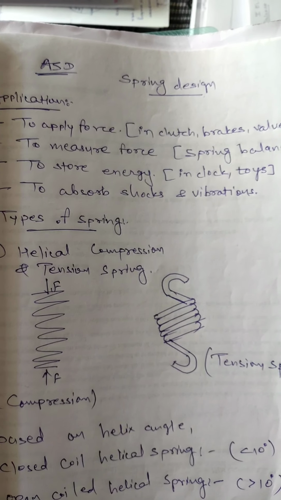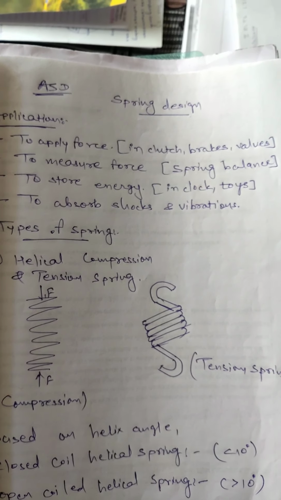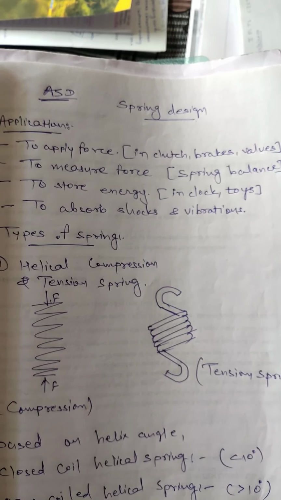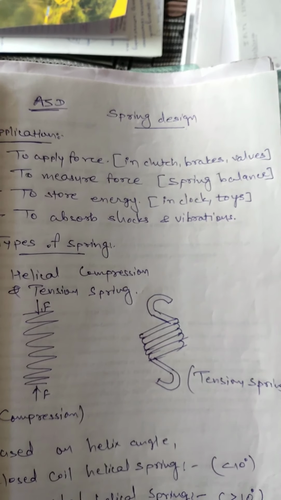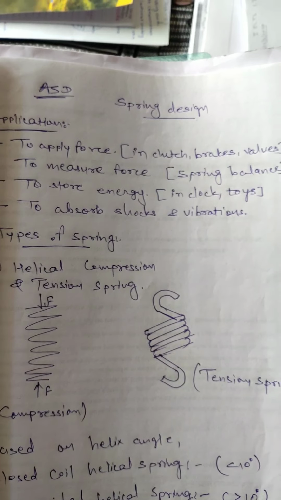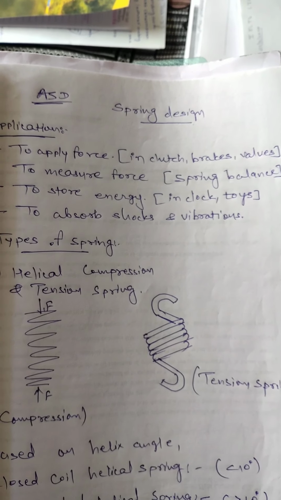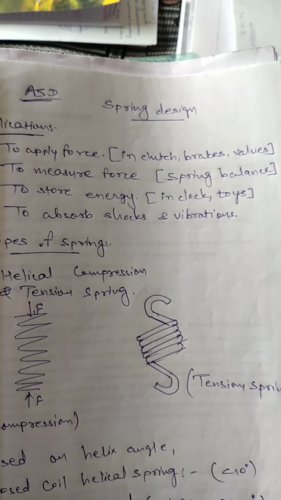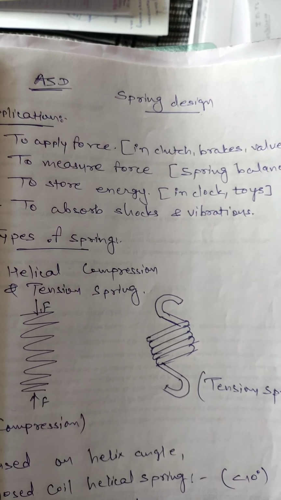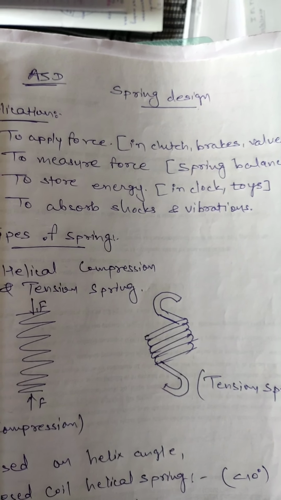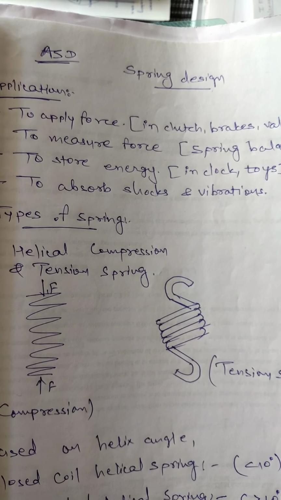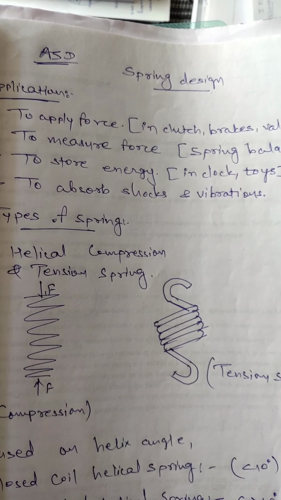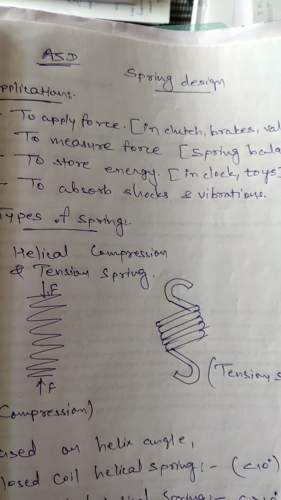Today we will study one of the most important topics for automobile system design: spring design. Do you know what a spring is? A spring can be defined as an elastic body whose function is to distort when loaded and to return to its original shape when the load is removed.